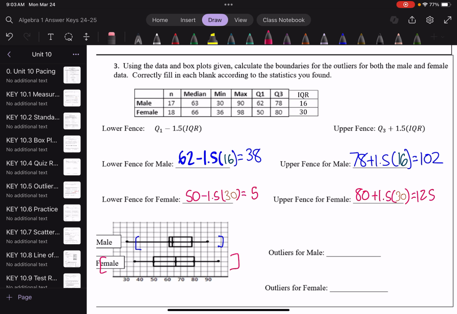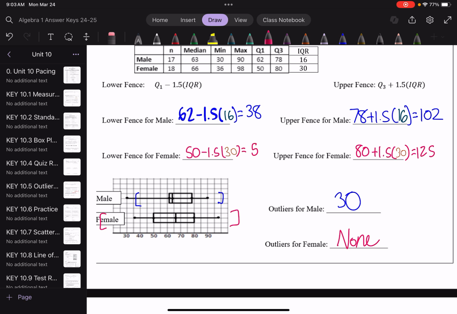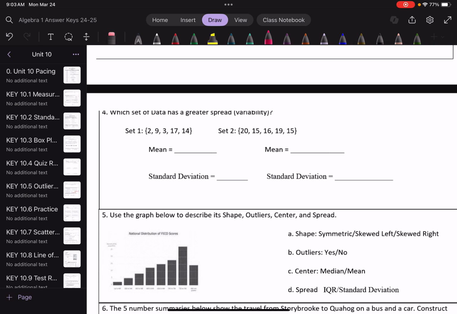So all the data for the females is contained within the fences. But for our males, we do have an outlier of the minimum, which is 30. So there's none for the females. Guys, you look at your minimum and maximums to see if either of those values is an outlier after you've calculated your fences. All right, let's go to the next page.